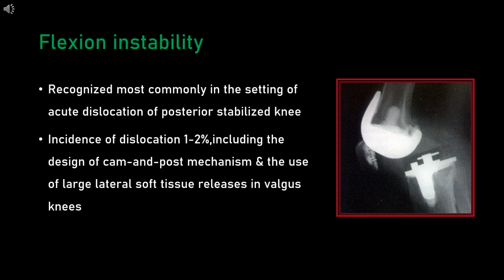Flexion instability is recognized most commonly in the setting of acute dislocation of the posterior stabilized knee. The incidence of dislocation is 1 to 2%, influenced by the design of the cam and post mechanism and the use of large lateral soft tissue release in valgus.